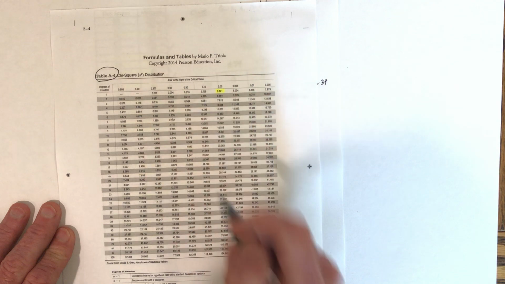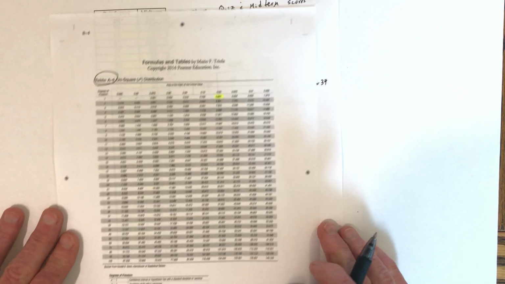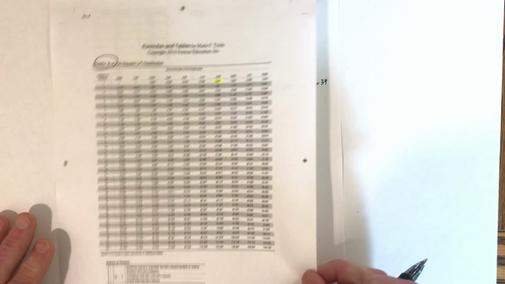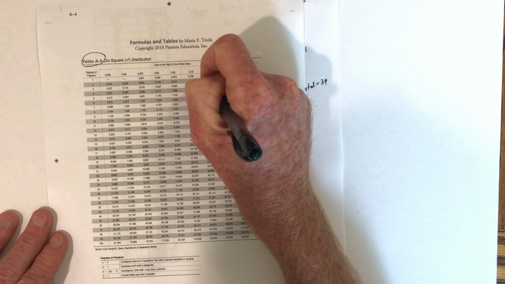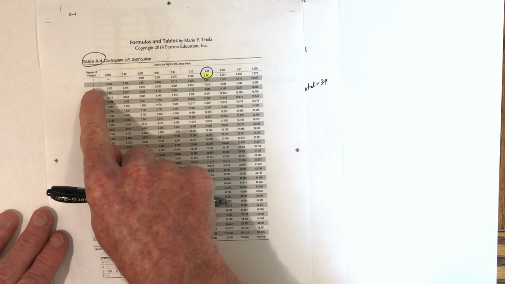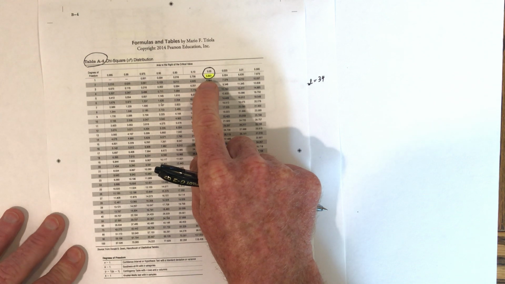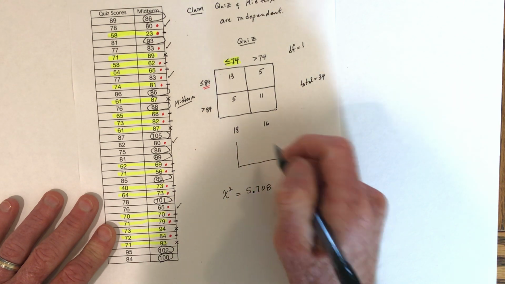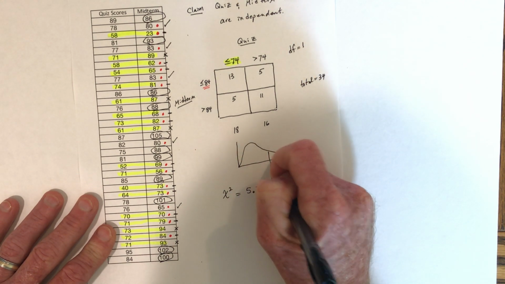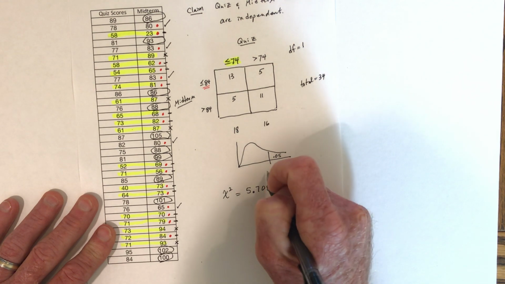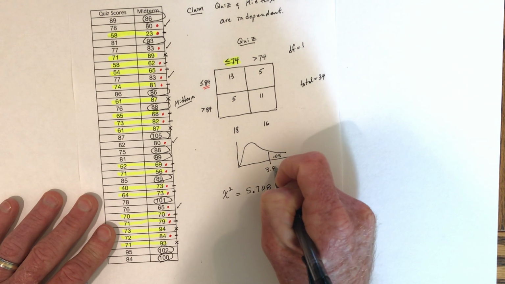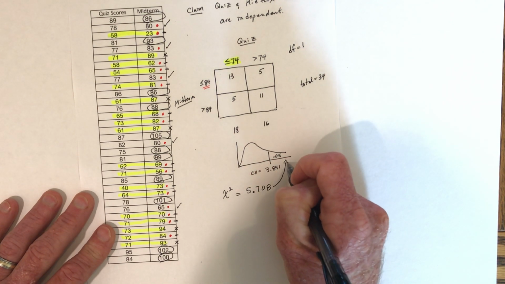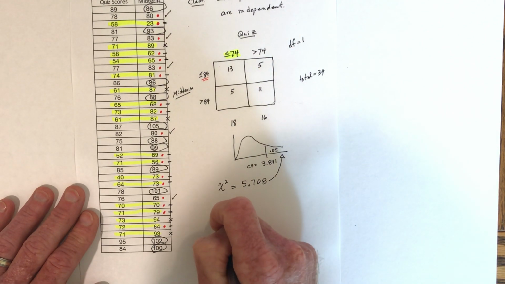And then the last thing is the critical value. So use table A4, the chi-square distribution. And because the table is 2 by 2, that means degrees of freedom equals 1. So using 0.05 and degrees of freedom is 1, the critical value is going to be 3.841. So the chi-square distribution looks like this. This would be 0.05, and then 3.841 was the critical value. And then 5.7 goes past that, which means reject the claim.